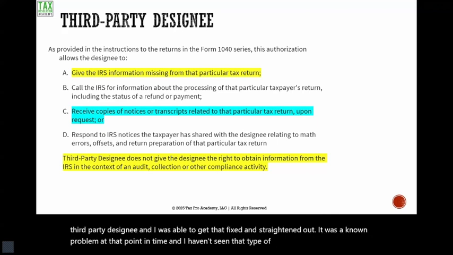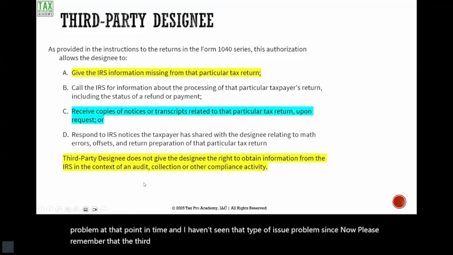Now, please remember that the third-party designee does not give the designee the right to obtain information in the context of an audit, a collections case, or any other compliance activity.